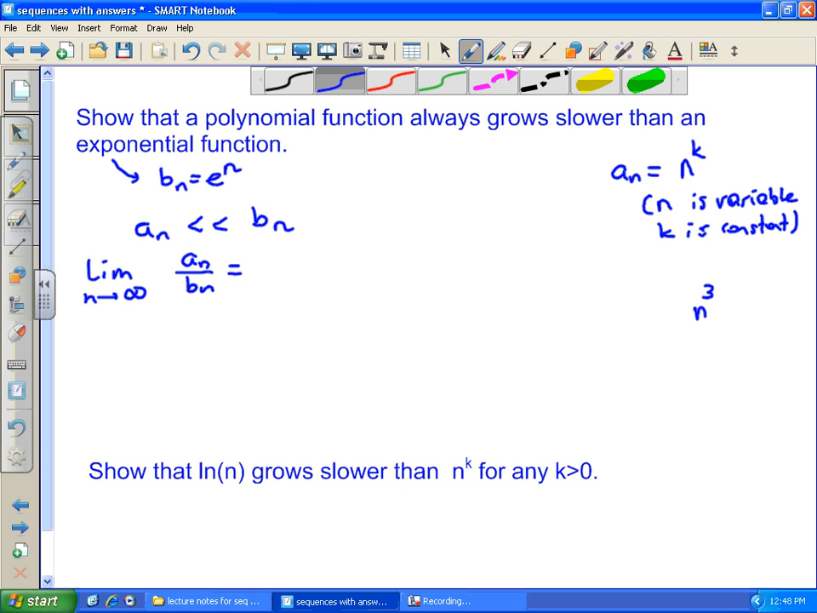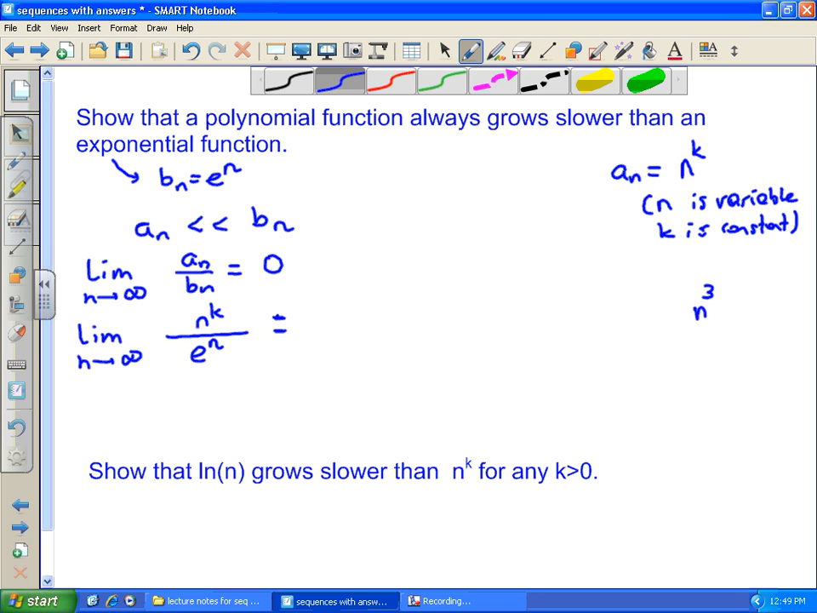If a sub n is really growing that much slower than b sub n, what would you expect the ratio to be? It should go to 0 because the bottom is growing much faster than the top, right? So the ratio should go to 0. This is what we're trying to show. Now let's put in what our a sub n and b sub n are in this question. So limit as n goes to infinity. We're going to show that n to the k, where k is a constant, divided by e to the n, the exponential function with base e, goes to 0.